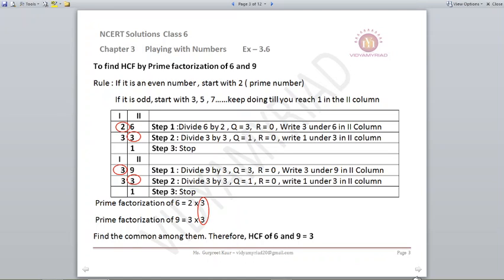Now children, you may be finding it a very long method, but no, it is a very short method. Once you start practicing it, you will be very easily able to find the answers from this method. Okay, let's do one more example before we begin the actual exercise.